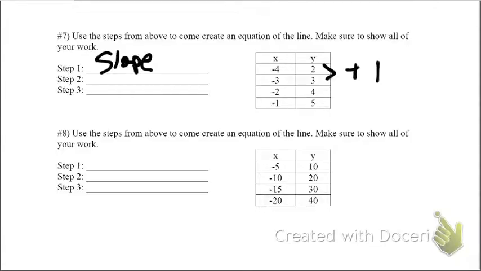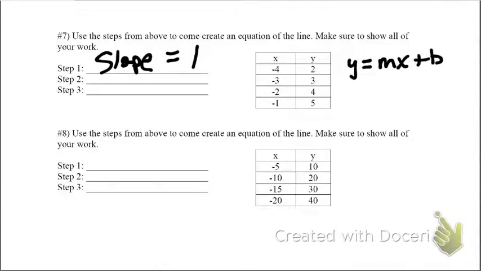This is going up by 1. This is going up by 1. 1 over 1 is, of course, just a 1. Now here's a different way to find the y-intercept, and it's using the slope-intercept form of the equation. So y equals mx plus b.